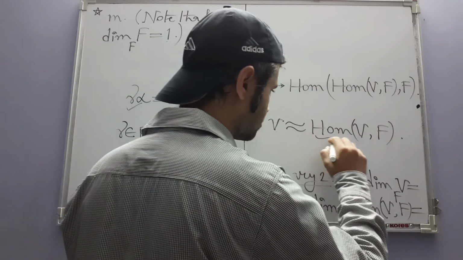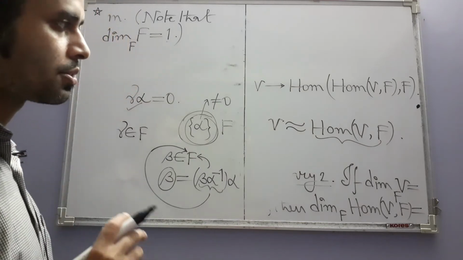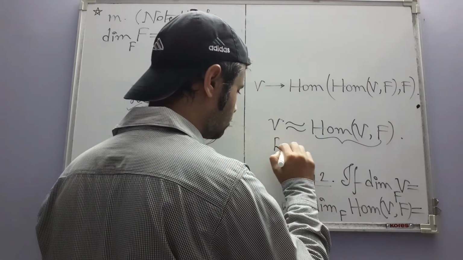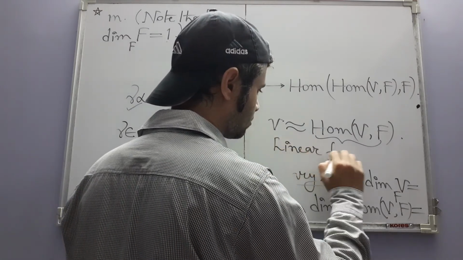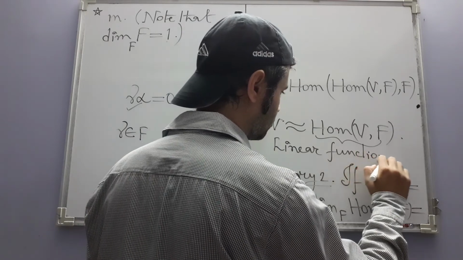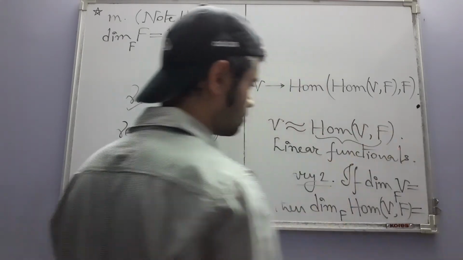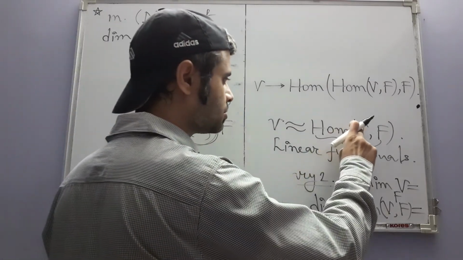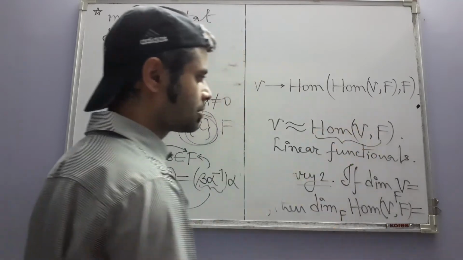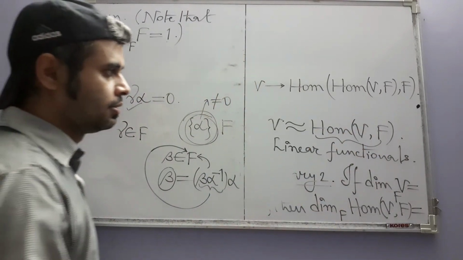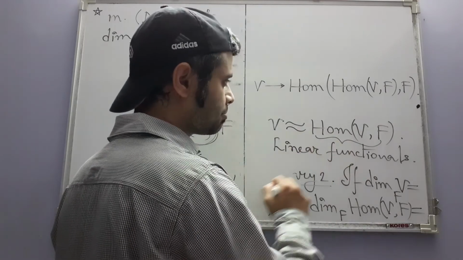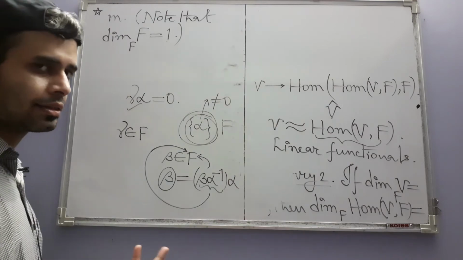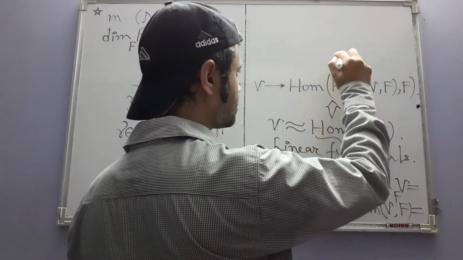This space is known as the space of linear functionals on V. Linear functionals are treated as linear transformations whose inputs are vectors and outputs are scalars. It is also called the dual space of V and is sometimes written like this, V hat. There are other notations also, and this is the double dual.